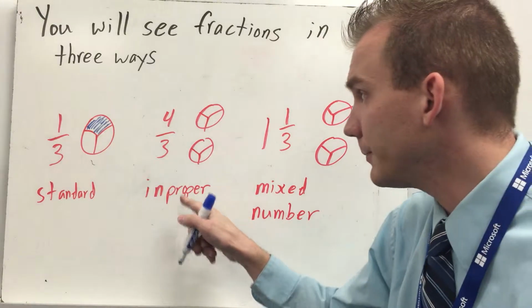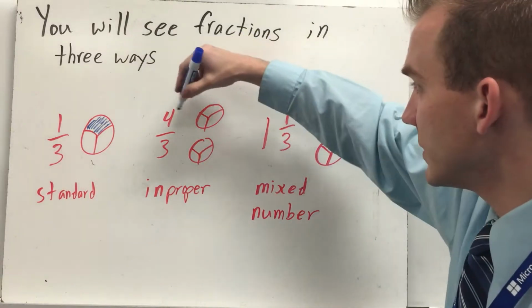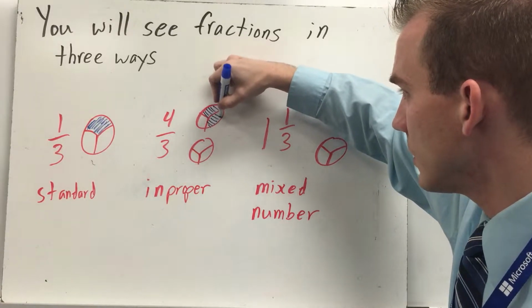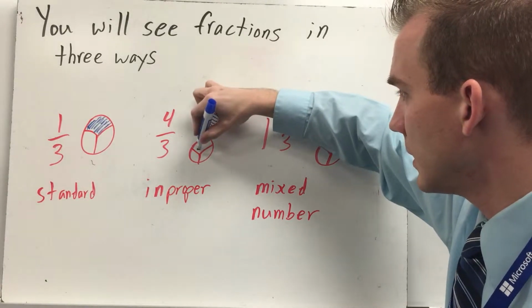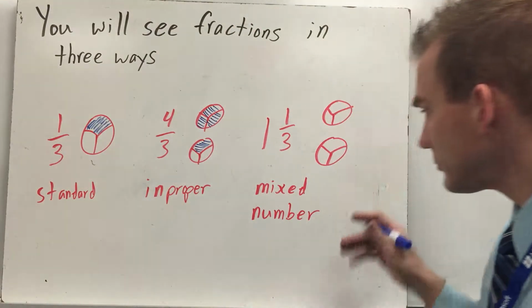But then you have improper, where your numerator is bigger than your denominator. That means that you're larger than a whole. So for this case, I have 4/3. 1, 2, 3, and 4. So 4/3 would be improper.